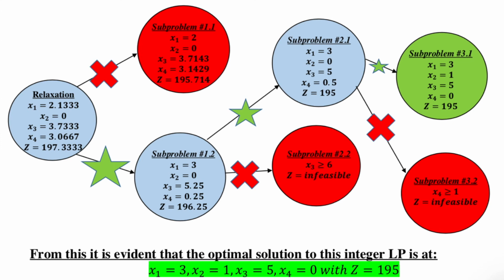So just to recap, with the given problem presented, we know that at the final solution, x1 is equal to 3, x2 is equal to 0, and x3 is equal to 5, with x4 equal to 0.5. However, if x4 was required to be an integer, we would arrive at the solution of x1 equal to 3, x2 equal to 1, x3 equal to 5, and x4 equal to 0.